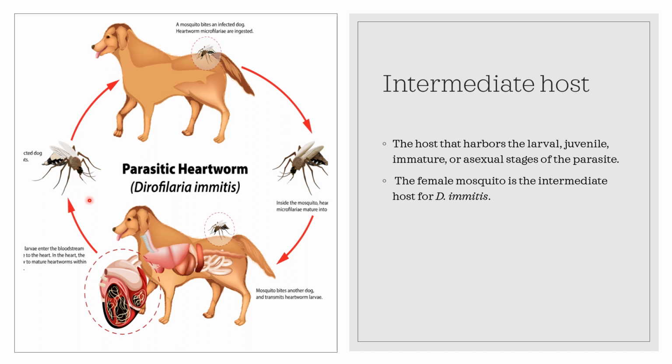In this diagram, you can see the life cycle of the Dirofilaria immitis. As you can see here, before the parasite reaches its definitive host, which is the dog, the larval stages, the asexual or the immature stages of the parasite, first undergo their development in the female mosquito. So the female mosquito is the intermediate host of the parasite.